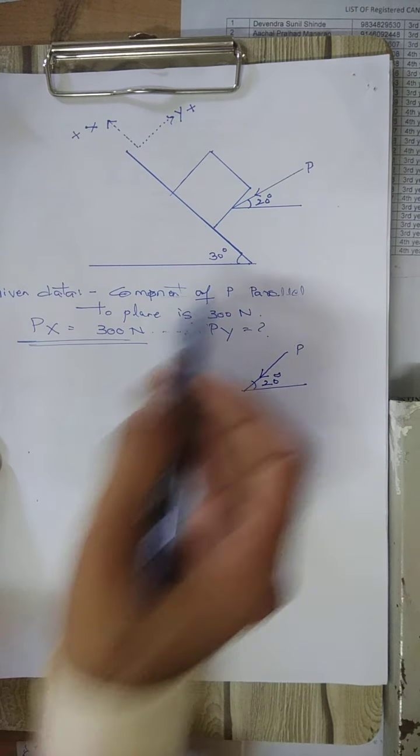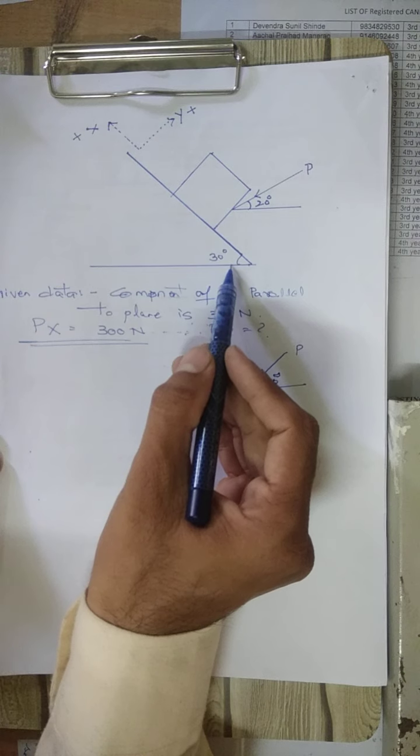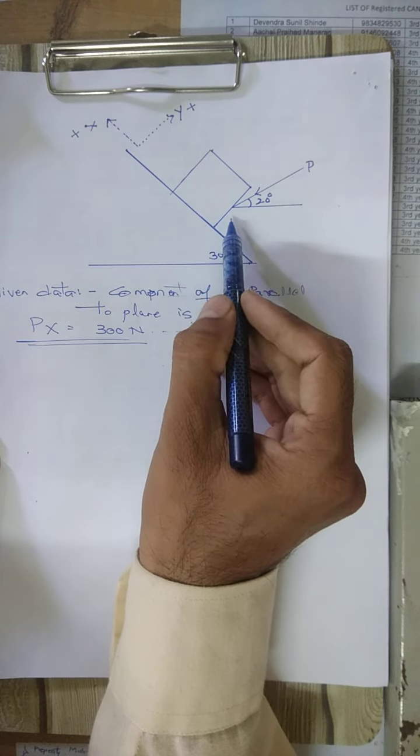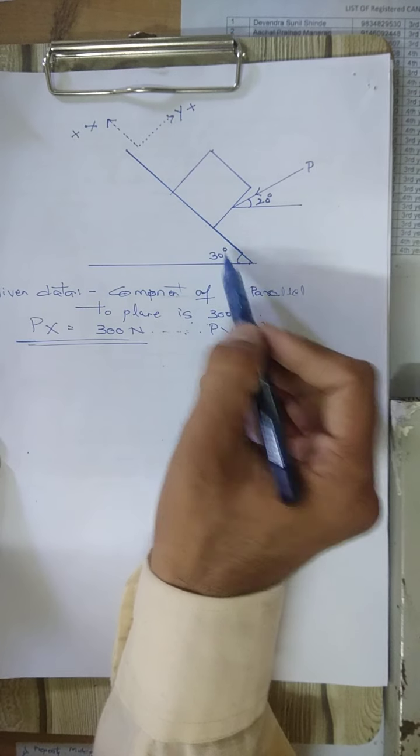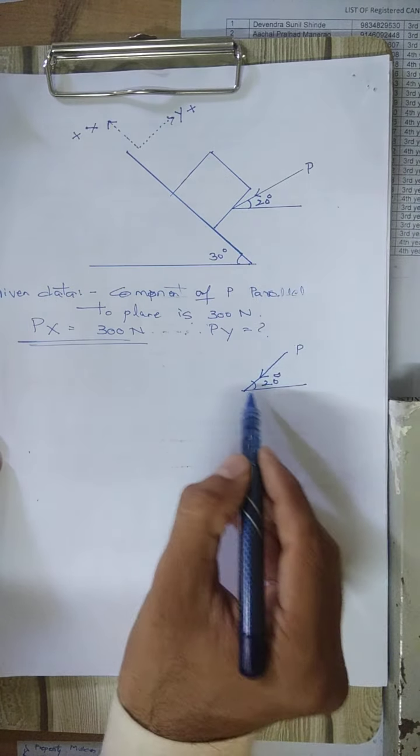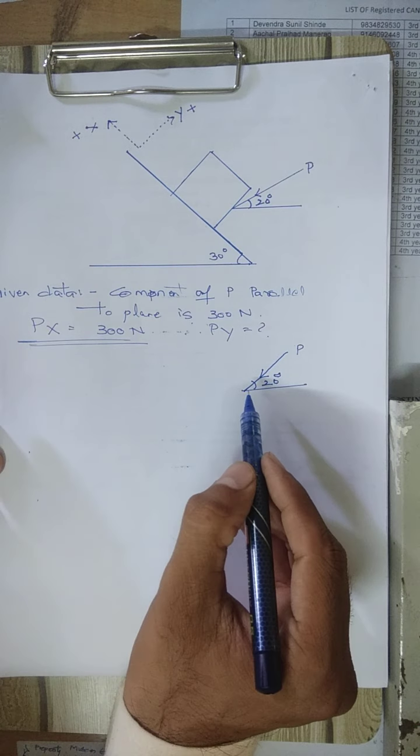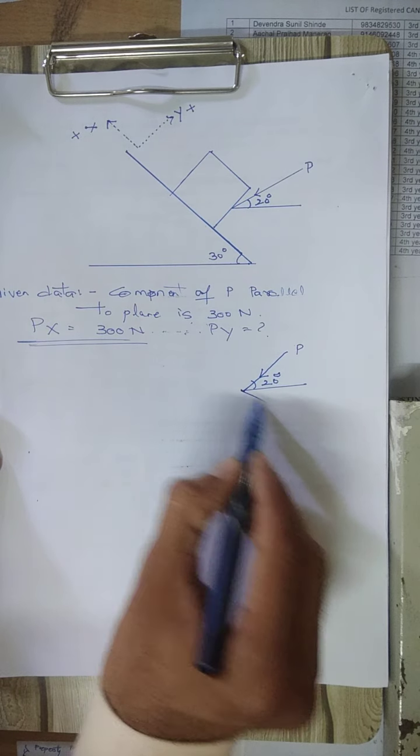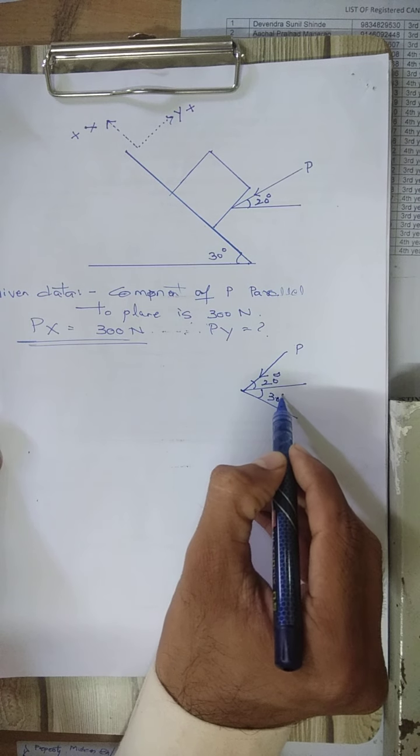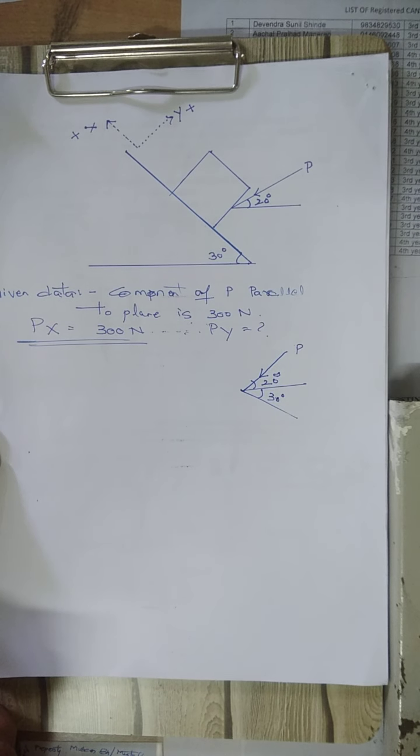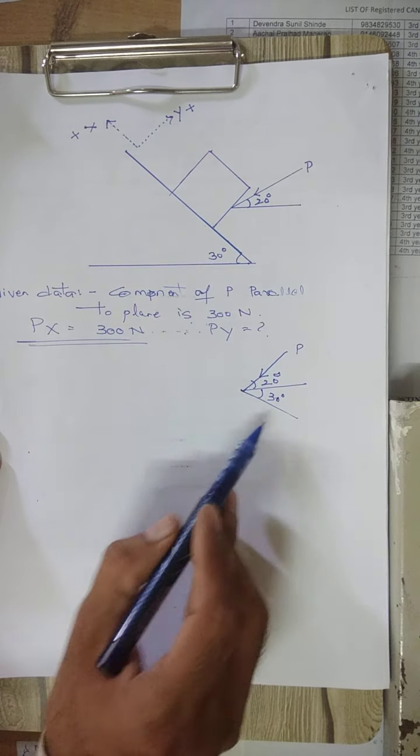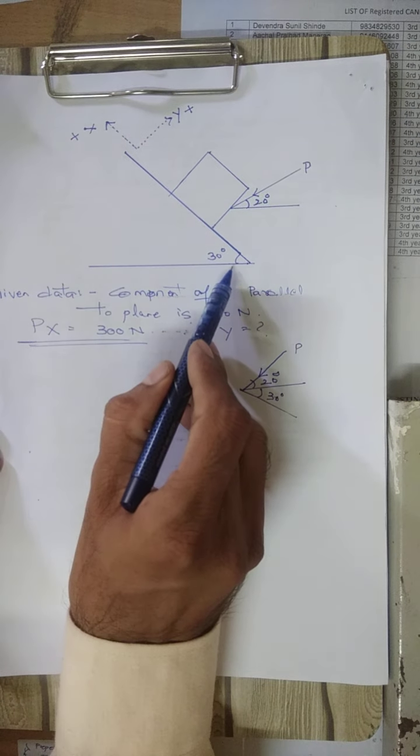By the opposite angles rule, this inclined plane is making an angle of 30 degrees with the horizontal. That means this 30 degrees will be transferred to the opposite side at this point, so we can have it in this direction also. That means this will be 30 degrees. So this plane is making an angle of 30 degrees with the horizontal.